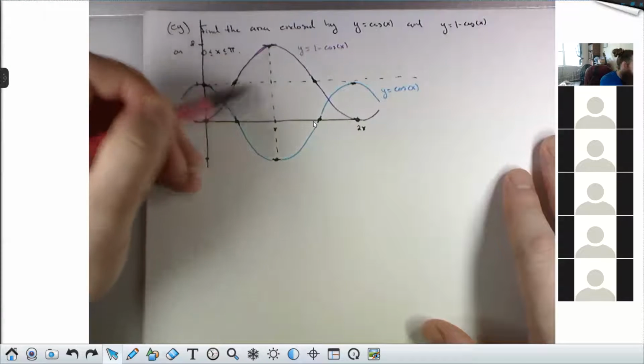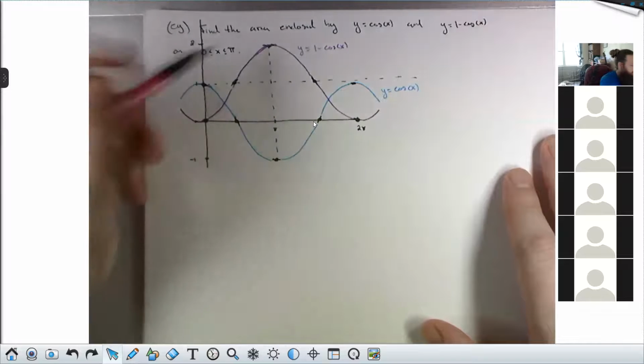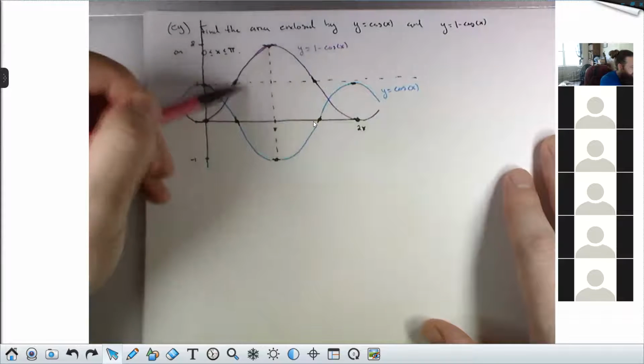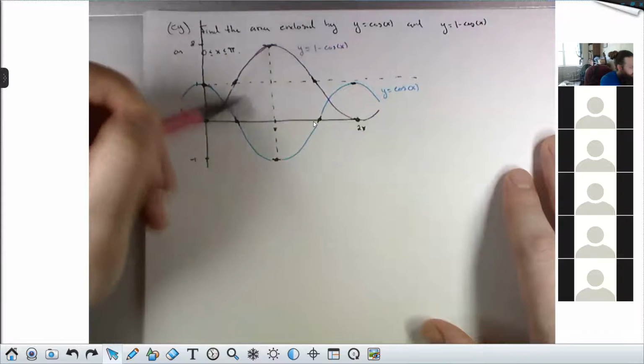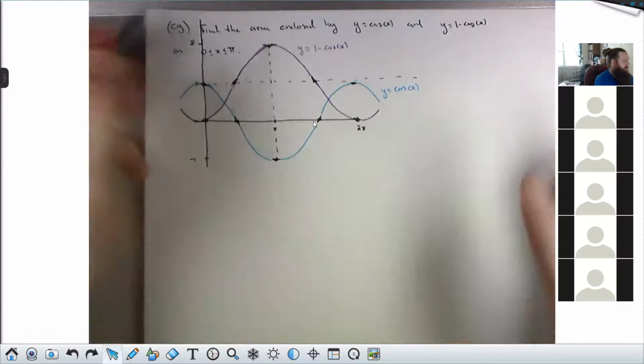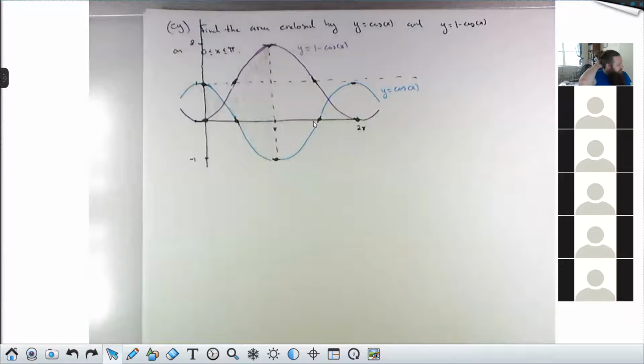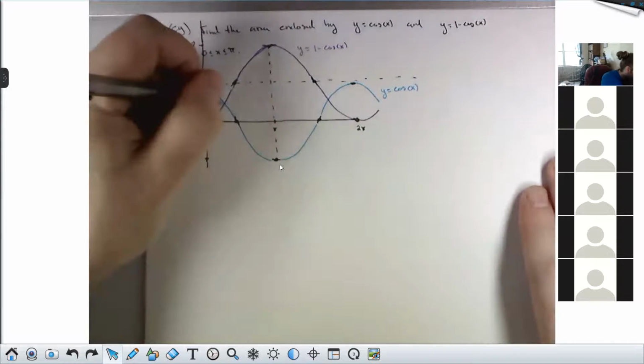All right, so these are the areas we're trying to find. And we really do have to think of it as two different regions, because one function is on top, cos x is on top from here to here, and 1 minus cos x is on top from here to here. So we'll have to calculate those as separate integrals. We need to find this guy.